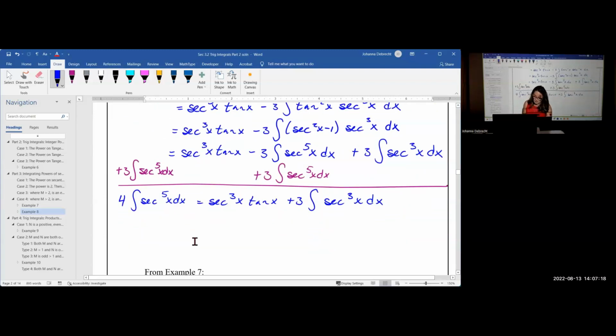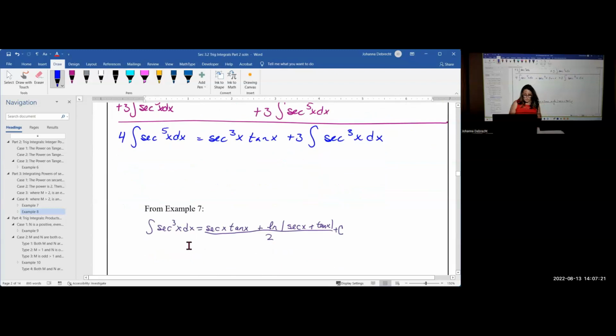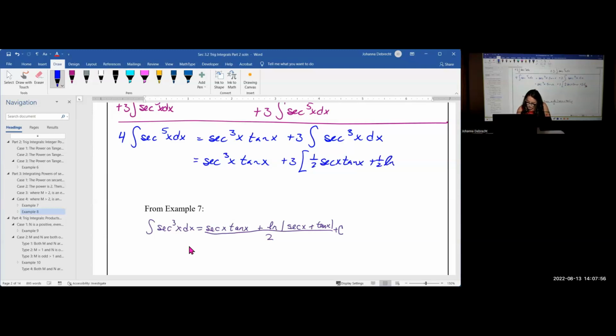we'll substitute it in. So this was from example 7, where the integral of secant cubed turned out to be 1/2 secant tangent plus 1/2 natural log of secant plus tangent plus a constant. So let's go ahead and put that in there, and then we'll be close to being done, but not quite done yet. So this is going to give us secant cubed of x, tangent of x, our original u times v, plus 3 times 1/2 secant x tangent x, plus 1/2 natural log of the absolute value of secant x plus tangent of x.